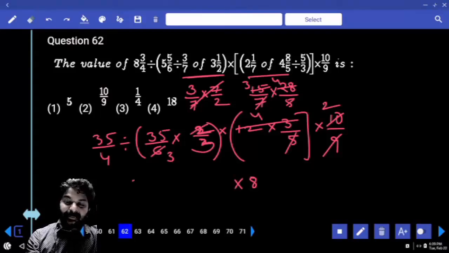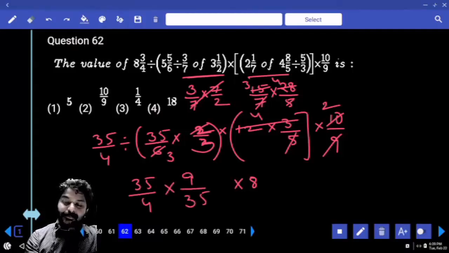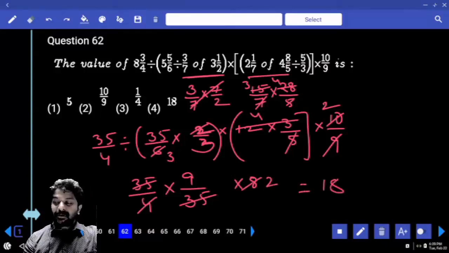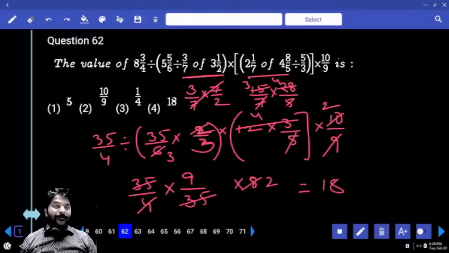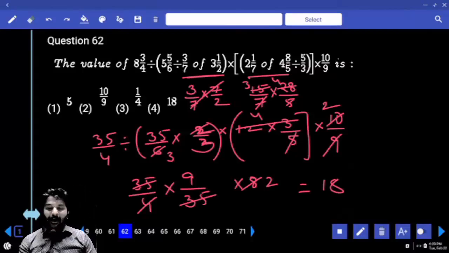So that is 35 by 4 divided by 35 by 9, right? Can we write it as into 9 by 35? 35, 35 cancel. 4, 2 times. 9 2s are 18. The first half part is complete, then the braces. That's all. Order is important.